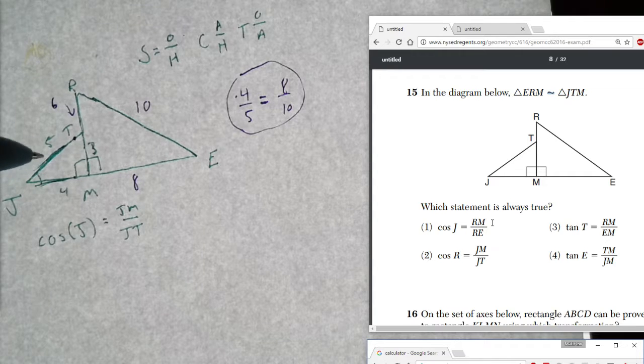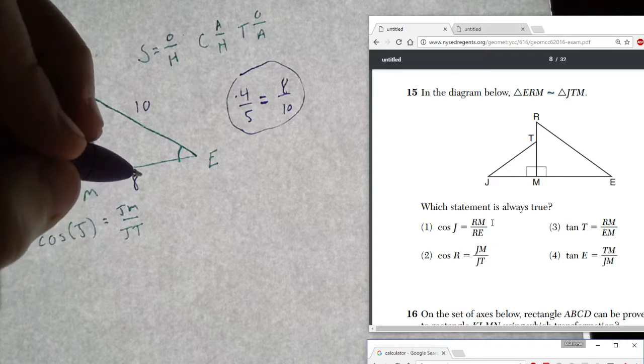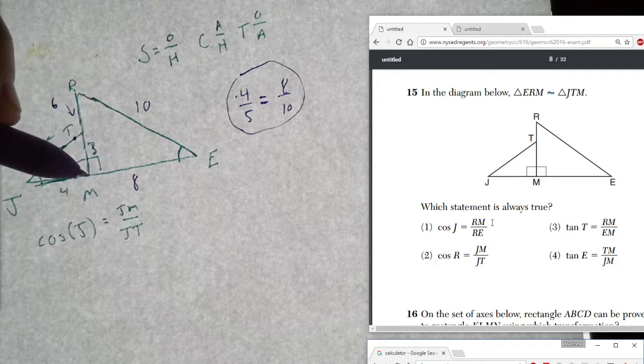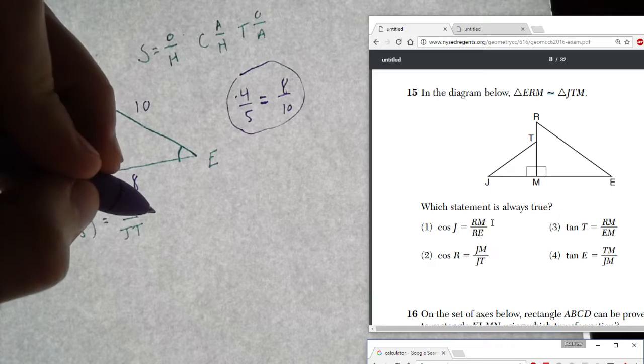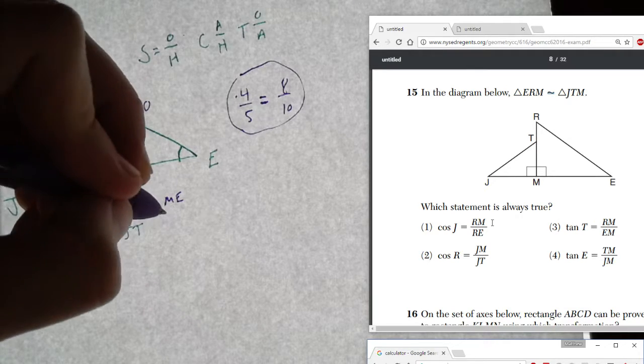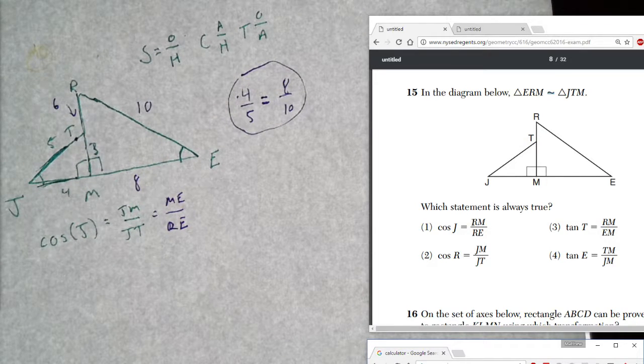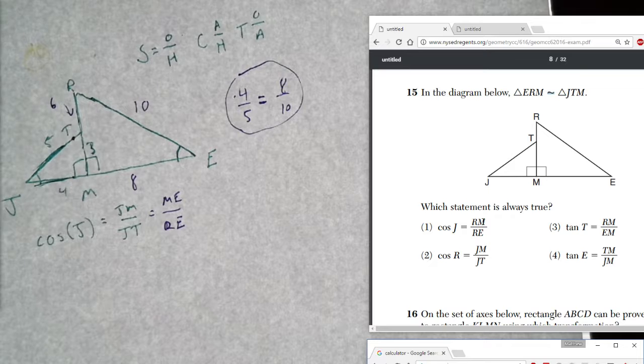Well, J corresponds with E over here. So this should be, let's see, ME adjacent, it should be ME over hypotenuse RE. They have RE on the bottom, but RM on the top here. That's not my answer.